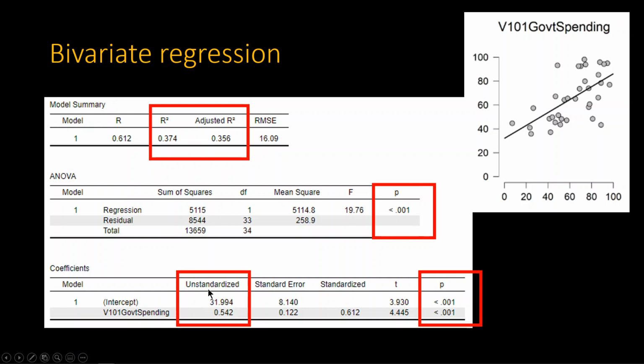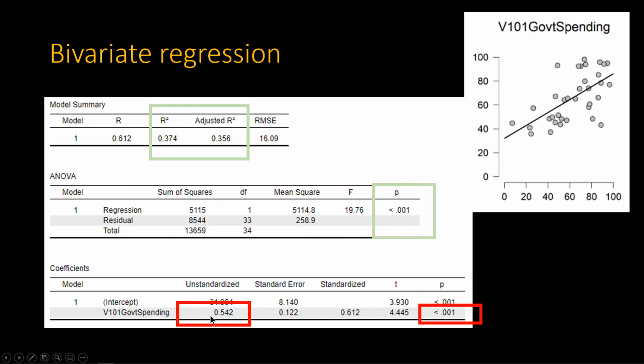Down here, we have particular results for each independent variable, and we have p-values for each independent variable. The intercept is something beyond our specific discussion here, but it just basically means unexplained variation. What we really care about in the bivariate setting is this.